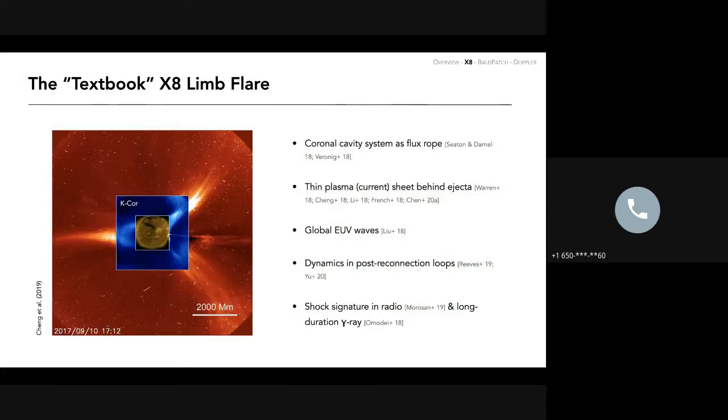Here are a few different studies. There are studies on the coronal cavity system as a flux rope. There are quite a few studies on the thin plasma sheet that is trailing the ejecta. Presumably, the unresolved current sheet is embedded in this plasma sheet. On the left, I'm showing you an EUV composite from AIA in yellow, and then the K corona from Mauna Loa Observatory in blue that bridges the gap between AIA and LASCO, and the red shows you LASCO C2.